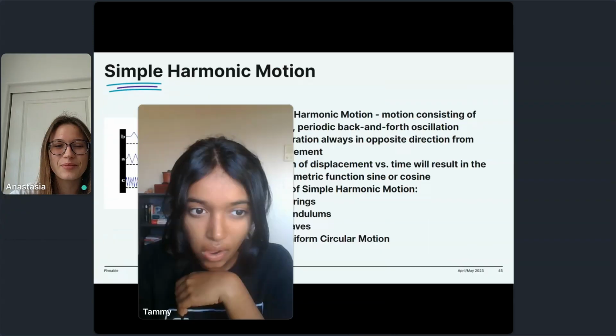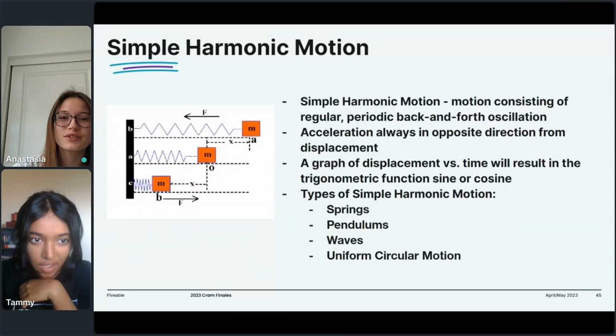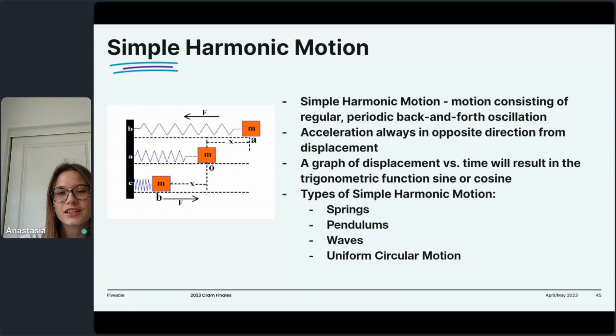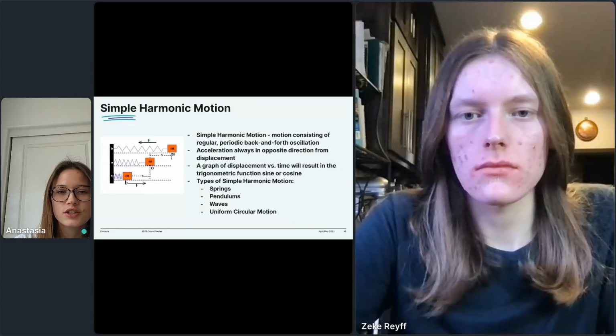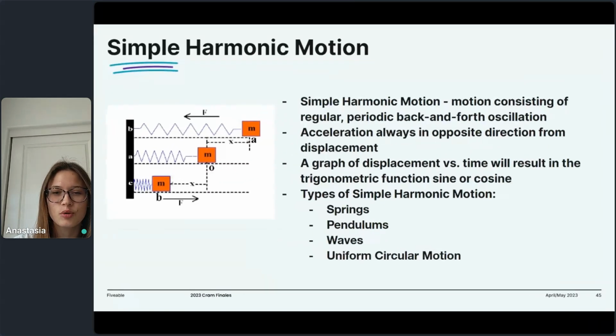All right, simple harmonic motion. Simple harmonic motion is the motion consisting of regular, periodic back and forth oscillations. Acceleration is always in the opposite direction from displacement. So a graph of displacement versus time will result in the trigonometric function sine or cosine. Types of simple harmonic motion are springs, pendulums, waves, and uniform circular motion. Next slide, please.